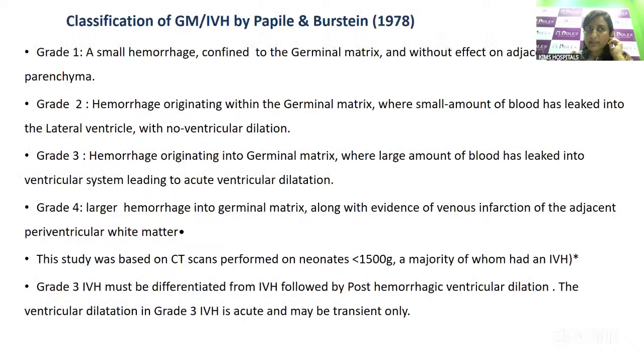Coming to Papile's grading of IVH. Grade 1 is small IVH confined to the germinal matrix, which is not causing much effect on the parenchyma. In grade 2, there is a little amount of blood leaking into the ventricles, but still no ventricular dilatation. In grade 3, there is ventricular dilatation because of a large amount of blood leak. And in grade 4, there is large hemorrhage into the germinal matrix along with evidence of venous infarction.